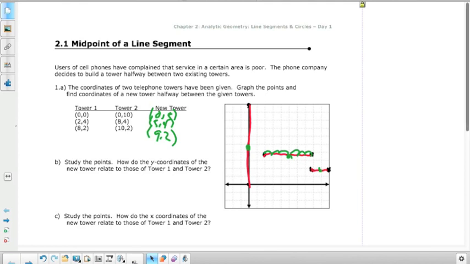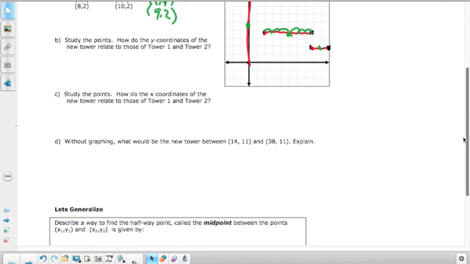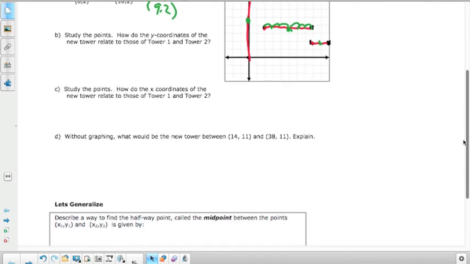So questions B and C just ask us: how do the y coordinates of the new towers relate to the y coordinates of the other two towers? You sort of touched on that. What's the relationship that we see with the y coordinates? Average. Yeah, it's the average between the two points. So it's just the average of two y values, of y coordinates.